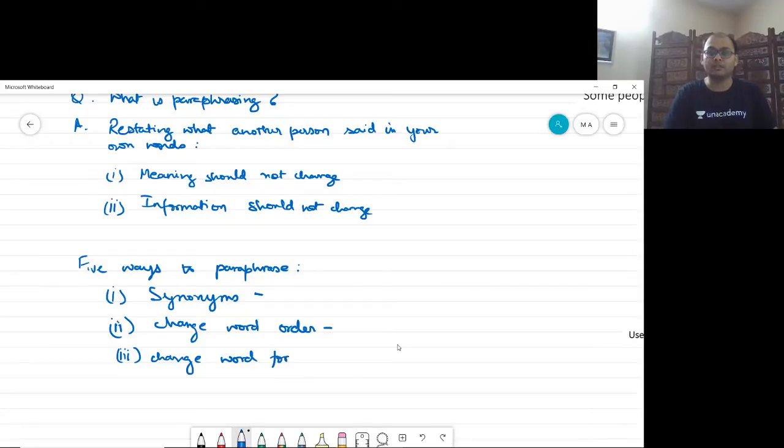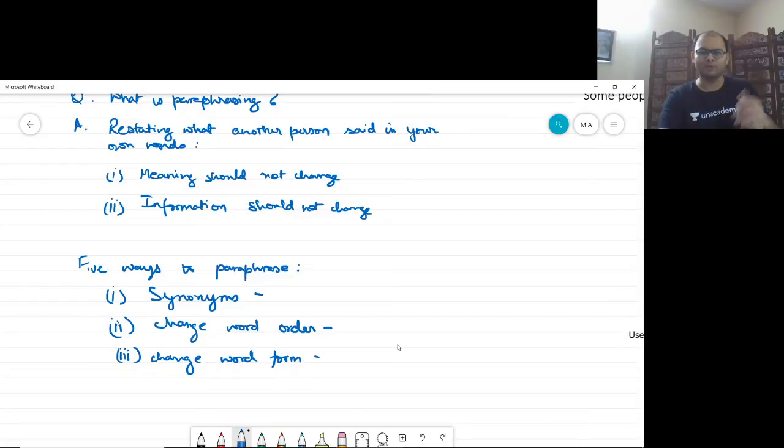Third being change word form. Now this is again something that is good to do if you know your grammar well, right? There are a lot of words that can act as nouns, adjectives, verbs, adverbs, and so forth. And if you know how to change their forms across all these parts of speech, you could do so. Of course, that would also mean playing around with a few other words as well, probably changing a few prepositions here and there, maybe getting rid of a few pronouns or adding those, and so on and so forth. If you could do so, that too would help you paraphrase wonderfully, and in fact that could really help you up your overall score for lexical resource.